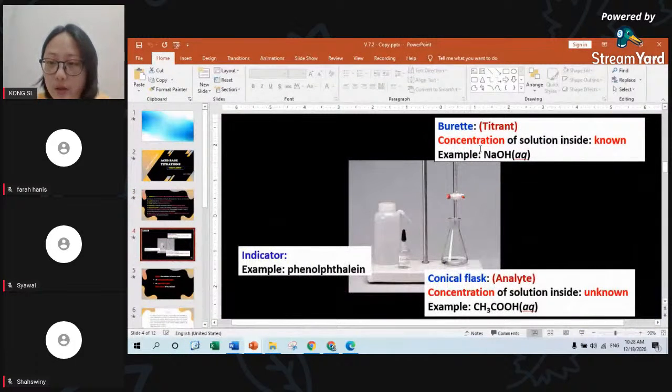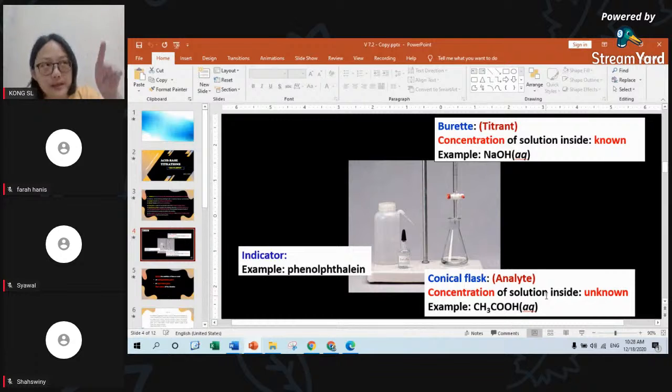Titrate is inside the burette, so this part you know the concentration. And then analyte is in the conical flask, which the concentration is unknown. Please take note, even though every time our experiment has the base inside the burette and then the conical flask is the acid, this is not fixed. The question might change, so you have to take note.